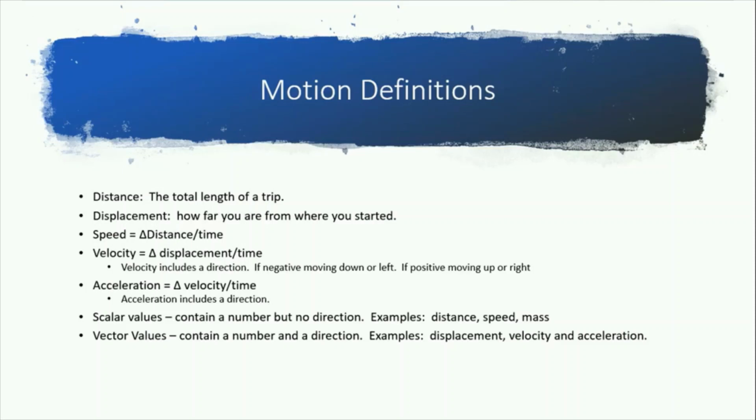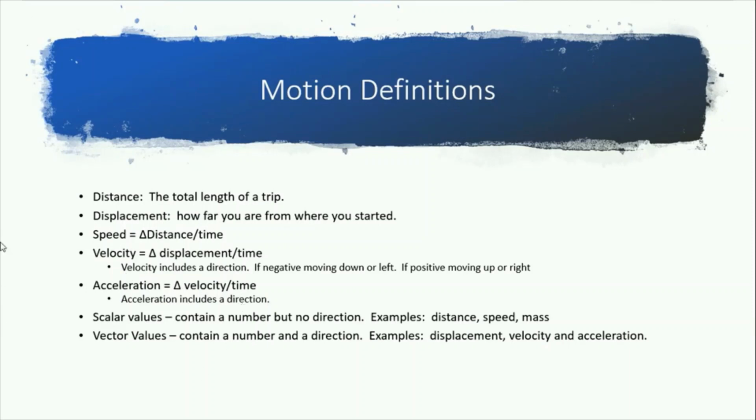Then the next two, speed and velocity. So speed is distance divided by time. And then velocity is displacement divided by time. You'll see in the front of each of those, there's a little triangle. That just means the change in distance or the change in displacement. One of the key things in velocity is velocity also includes a direction. So if you are moving down, that's usually considered to be negative. If you're moving up or to the right, it's considered to be positive.